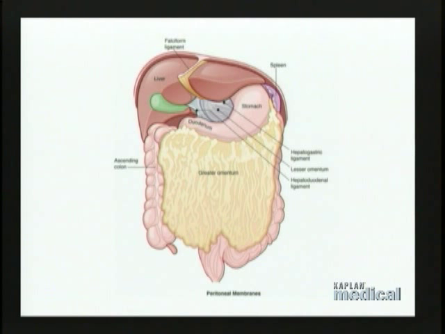And sure enough, there's the free edge of the lesser omentum, marking the end of the ventral mesentery, and there's the free edge of the falciform ligament, marking the end of the ventral mesentery. So this is ventral mesentery, this is ventral mesentery. From that point on, there is no ventral mesentery.